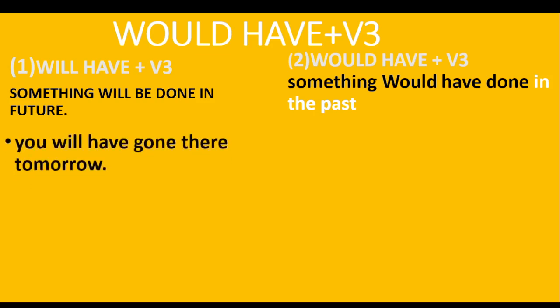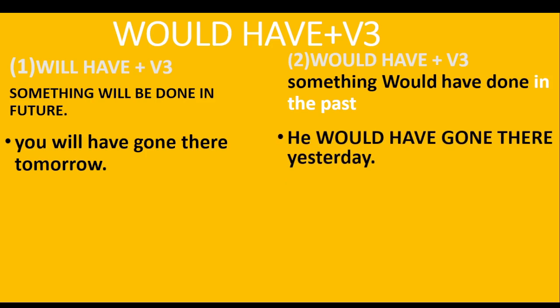So here you can see, "You will have gone there tomorrow." This sentence is showing that you will reach there tomorrow. It means this action will be completed the next day. And otherwise, you can see "would have", like "He would have gone there yesterday." It means he had reached there yesterday. It means this action had been completed a past day.